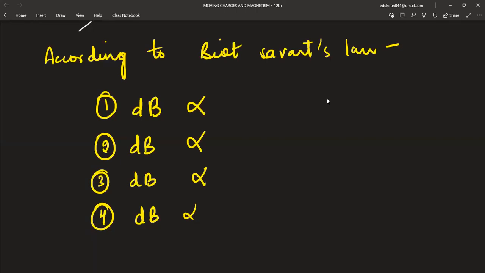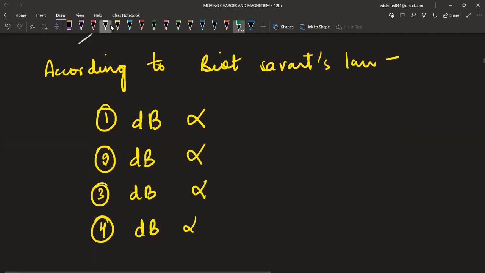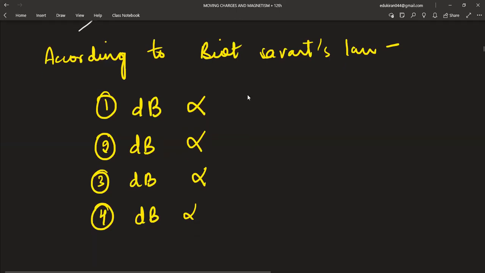Fine. One is that this is directly proportional to the amount of current which is flowing through the wire. So dB, a short segment of the magnetic field we have chosen, is directly proportional to the current. So dB is directly proportional to this current which is flowing.